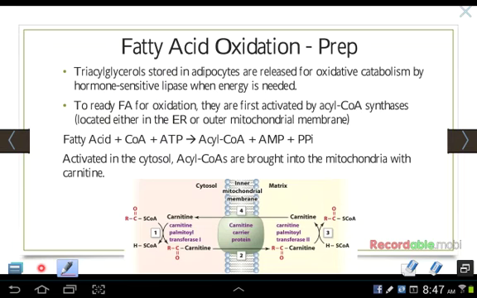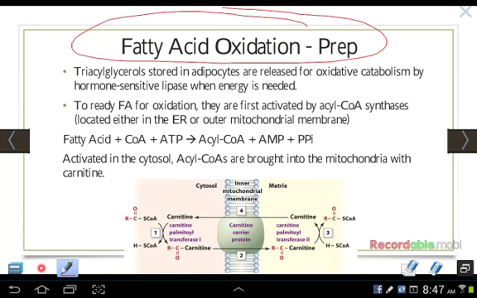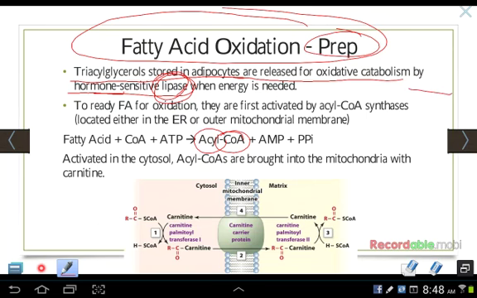So now that we talked about how these fats are initially digested and primed and then either taken to the tissue for storage or taken to tissues for direct oxidation, we're now going to talk about how we further metabolize these fatty acids through fatty acid oxidation. So the first thing we need to do is prepare these fatty acids, to acylate or activate them with CoA. All right, so triacylglycerides are stored in adipocytes and are released for oxidative catabolism by hormone-sensitive lipase. So we have another lipase here that's going to cleave one of the acyl chains off of these triglycerides, monoglycerides, or diglycerides when energy is needed.